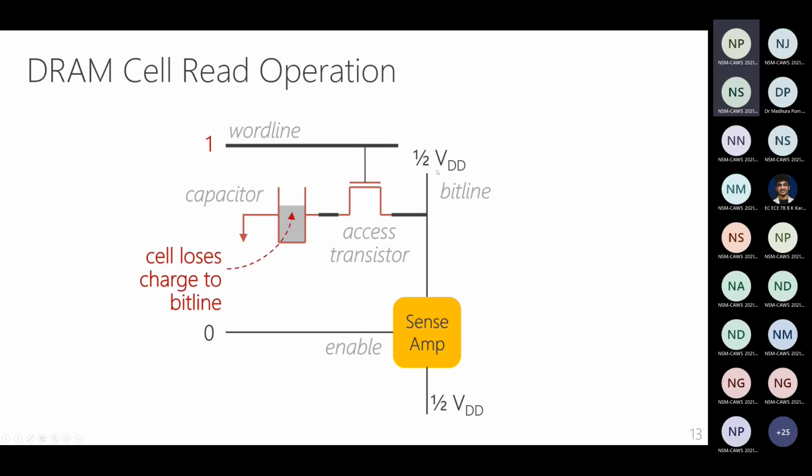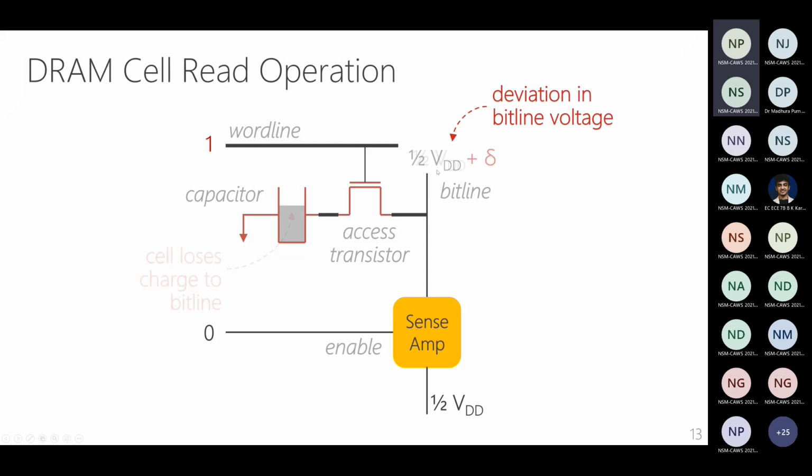Now, what happens when you connect something at a higher voltage level to something at a lower voltage level? Charge flows from the higher voltage level to the lower voltage level, right? So in this case, charge is going to flow from the cell to the bit line. Obviously, the cell is going to lose some charge, which means its voltage level is going to go down, but it's also going to increase the voltage level on the bit line, right? The bit line has now gained some charge, which means its voltage is going to increase, and so it's going to go to half VDD plus delta, right?